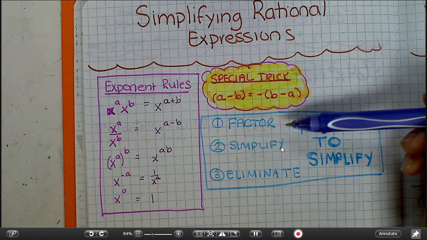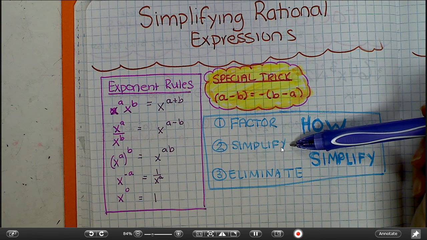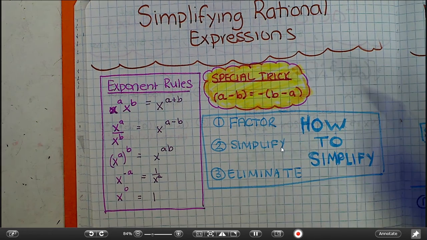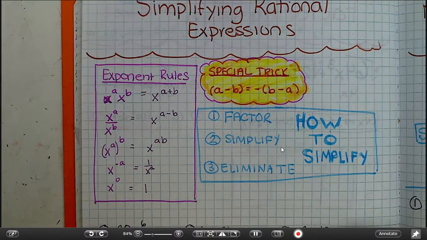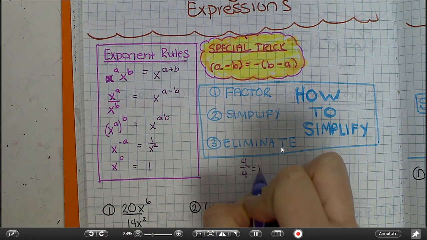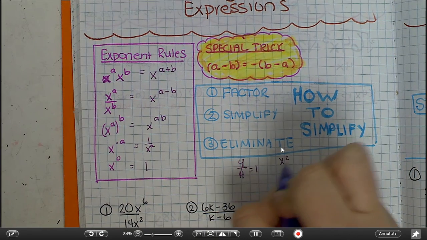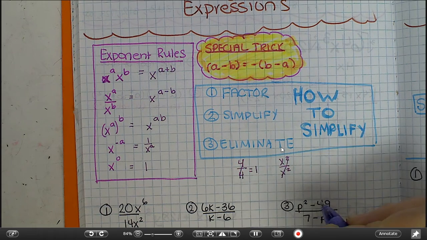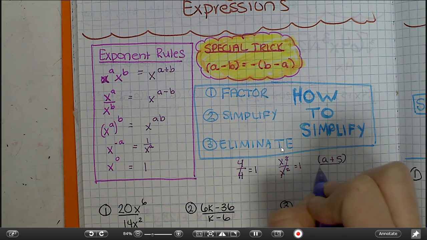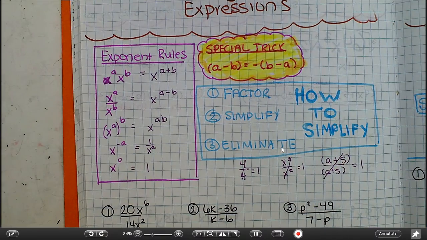And the steps to simplify are to factor them if they can, simplify anything that can be simplified, and then eliminate anything that is the same. So remember, if you have the same thing in the numerator and the denominator, for example, you have 4 divided by 4, that equals 1, right? So we can just cross those out. If you had x squared over x squared, that equals 1. If you have a plus 5 over a plus 5, that also equals 1. So those you're able to cross out.